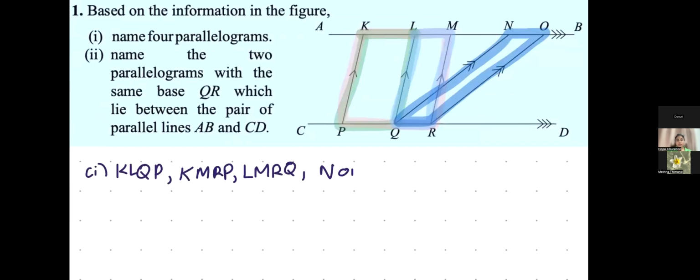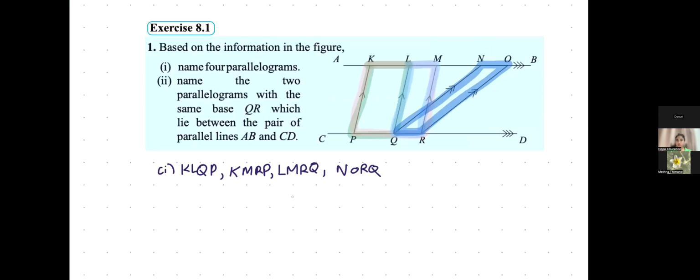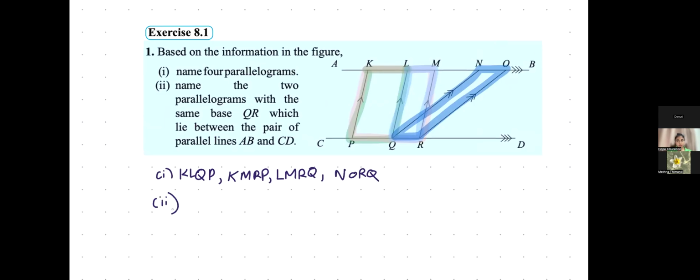NORQ. Is this clear to all of you, kids? Both of you, is it clear? Denuri? The order of the letters you mark must be correct. LMRQ is wrong for LMQRQ. KLQP is wrong for PQQ. KMRP is wrong for KMPRQ. The order is very important.